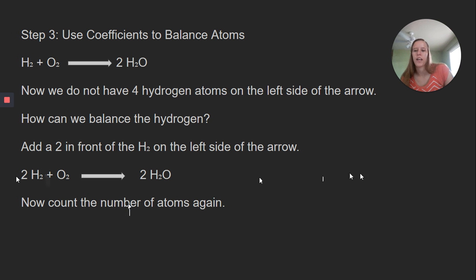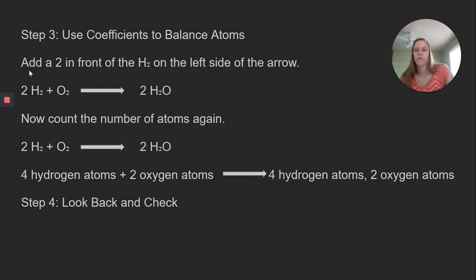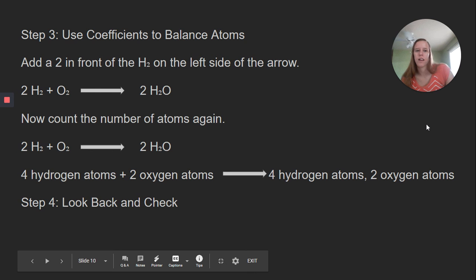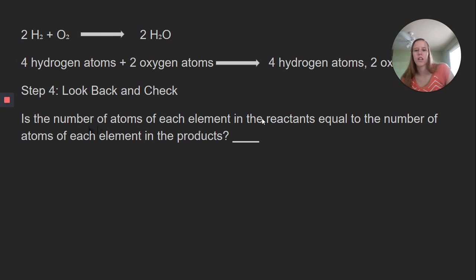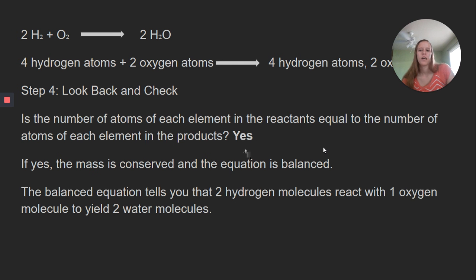So we're going to count them again. If we added that 2, now we count them, we have 4 hydrogen atoms, because 2 times 2 is 4. We have 2 oxygen atoms, we have 4 hydrogen atoms, and 2 oxygen atoms. So we look back and check, and that looks right. Is the number of atoms of each element in the reactants equal to the number of atoms of each element in the products? Yes, it is. So if yes, the mass is conserved and the equation is balanced.